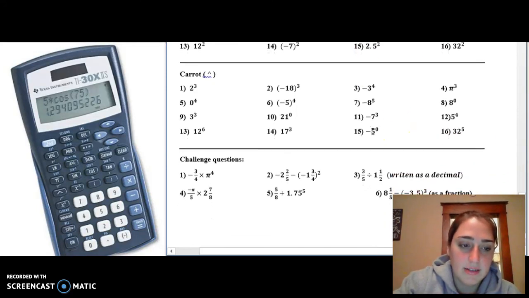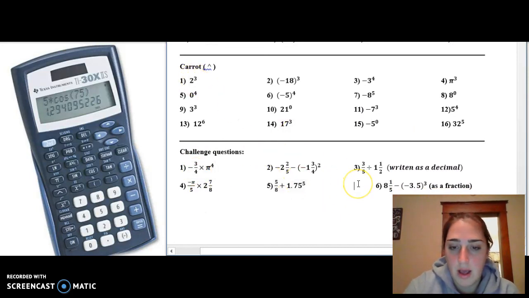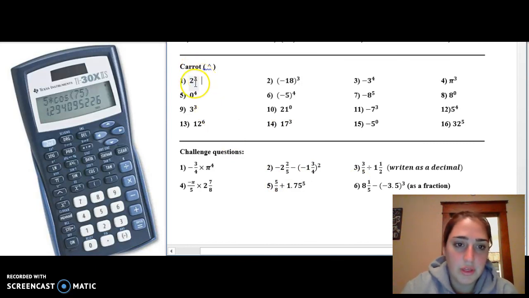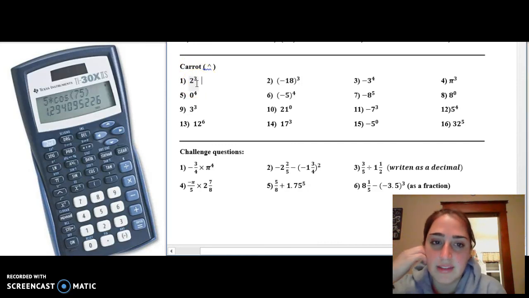All right, last one on the challenge questions. Those are up to you to do on your own. But so, 2 to the third power. The caret key allows you to do an exponent that's not 2. So instead of squaring it, you can cube it or put it to the 4th or 5th or 6th or 0 power, any power you want.